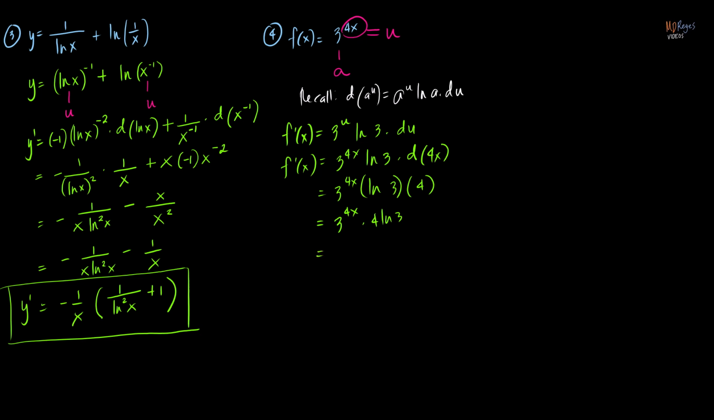Or we can write it applying a property of logarithm. 4 ln of 3 is ln of 3 to the 4th. If it's not a very large number, you can do that. 3 to the 4th is 81, so it's 3 raised to 4x ln of 81. But if it's a large number, you don't have to do that anymore to simplify your answer. This is the derivative of the function.